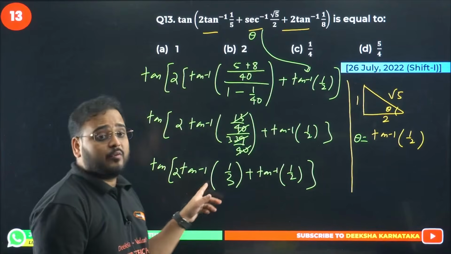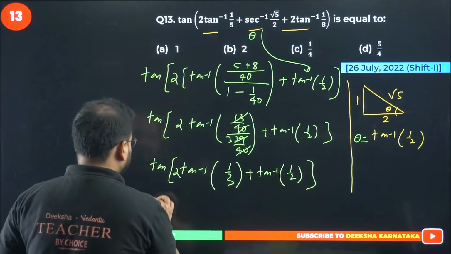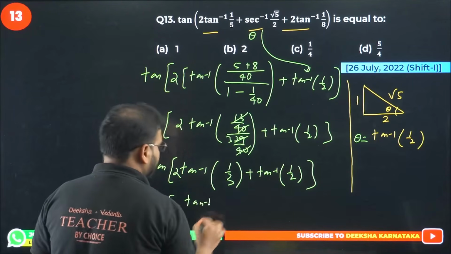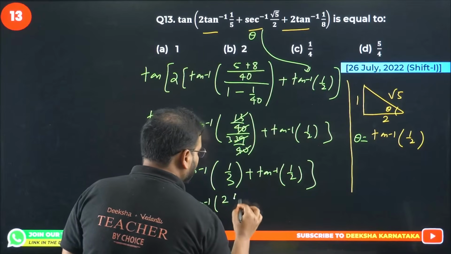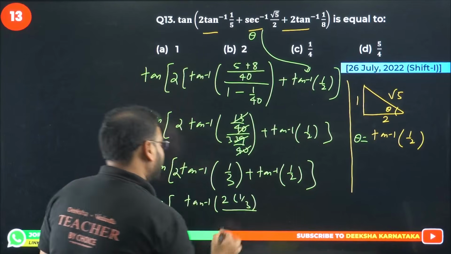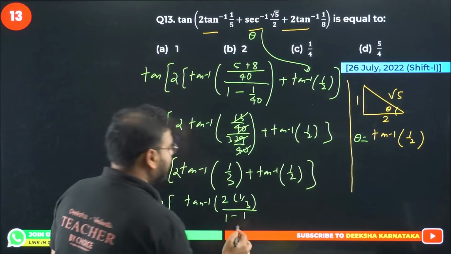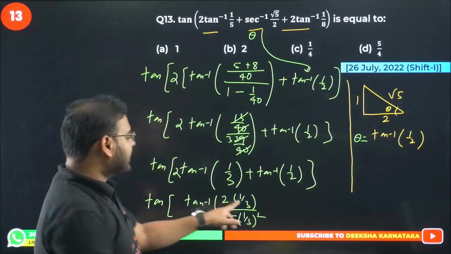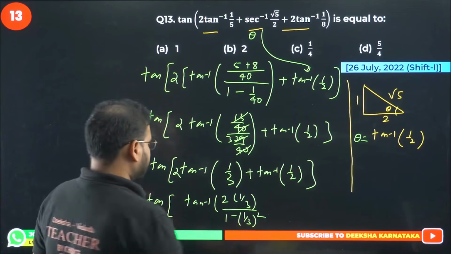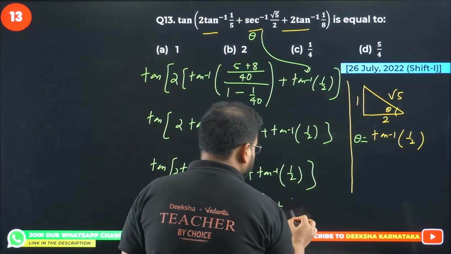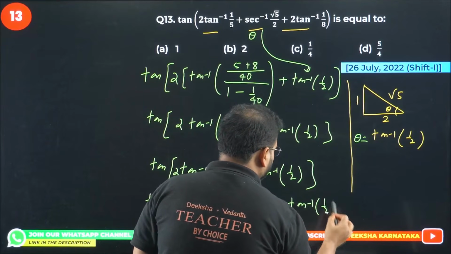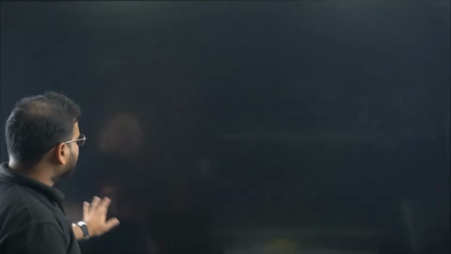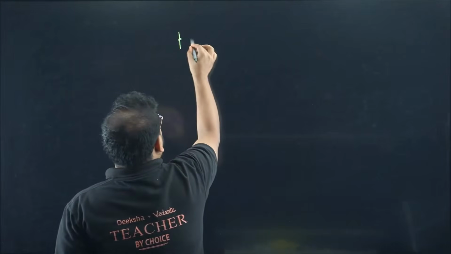Now we have to apply one more formula over here, the 2 tan inverse formula. For that, check this out. Tan inverse of 2 into 1 by 3 and we have 1 minus 1 by 3 square. 2 tan A upon 1 minus tan square A. That's the formula. And this remains as it is, tan inverse of 1 by 2. I think from here you can get the answer. I'll do one more step. Yeah, fine, I've done everything anyway.